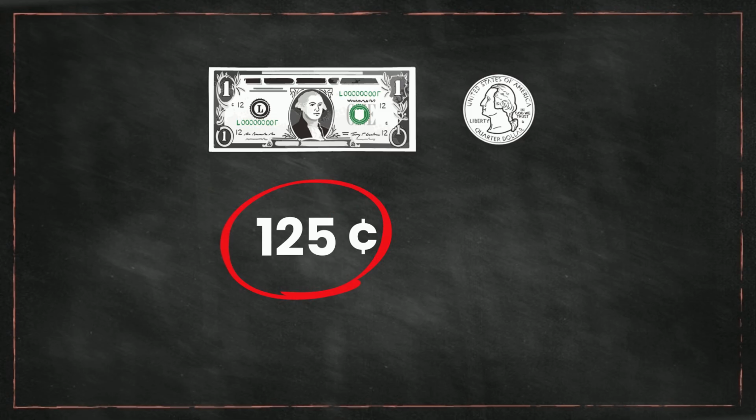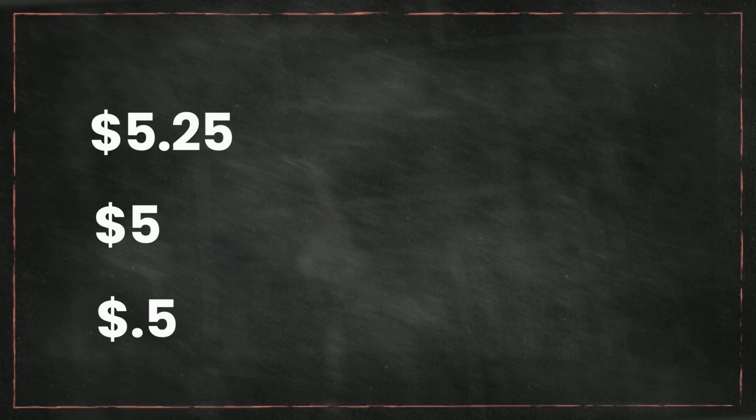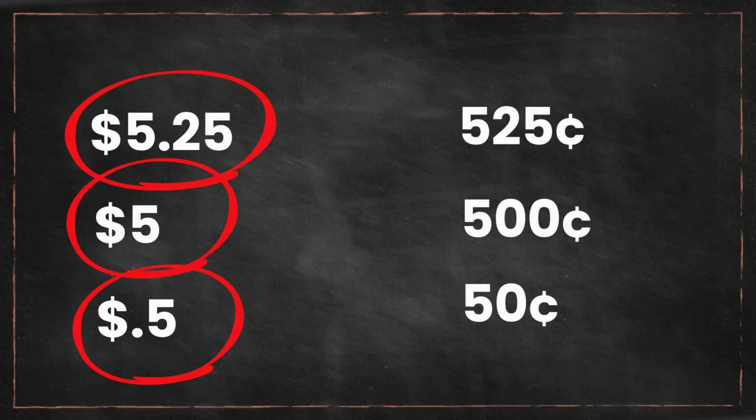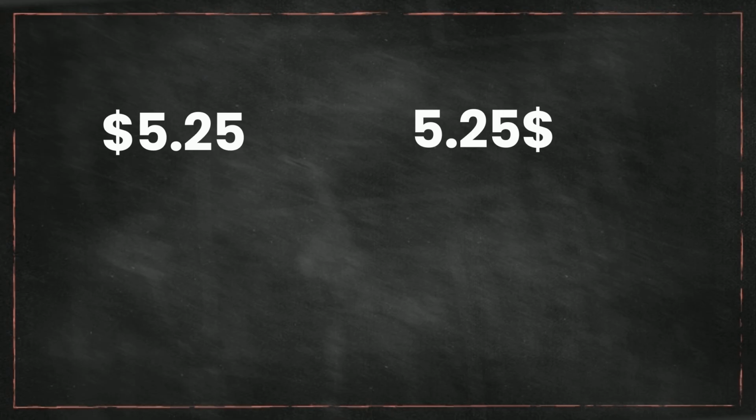Remember, the dollar sign is on the left and is used if there is a decimal or even if there's not a decimal. The cent sign is on the right, but no decimals. Let's test your knowledge. Which of these is written correctly?